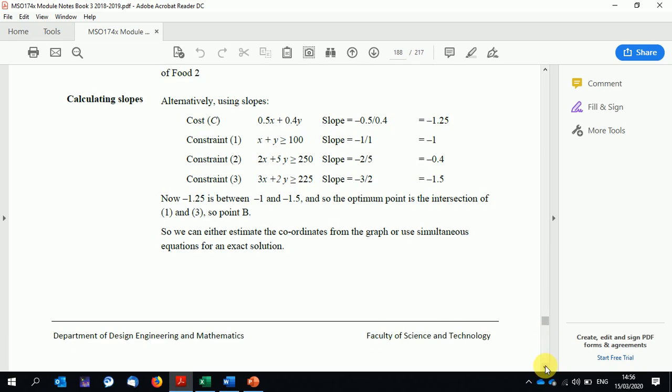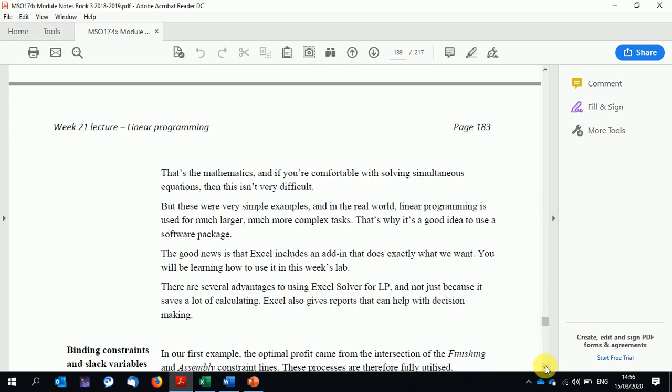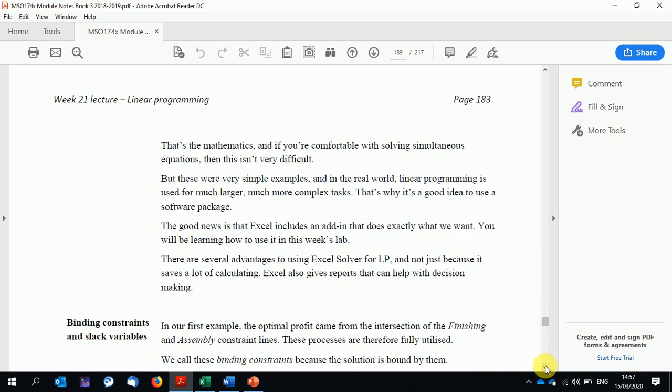So that was the three methods discussed, and an example of minimizing cost discussed.